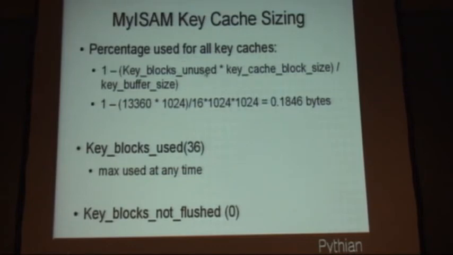So key blocks unused is how many unused blocks there are among all of your key caches, not just the global one. In this particular example, they weren't using any of it, basically. Key blocks used is the maximum number that were used at any time, and they had 36 blocks used. So again, that was the high watermark. They're really not using a lot of their MyISAM key cache. This particular client was mostly InnoDB.